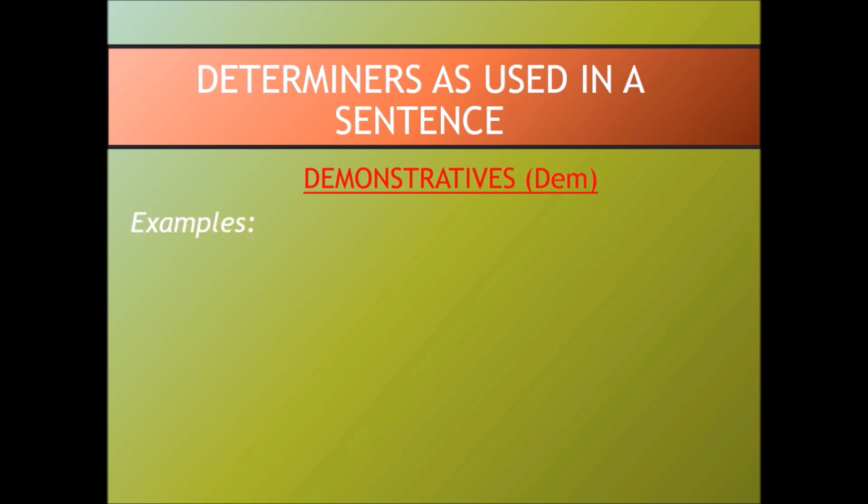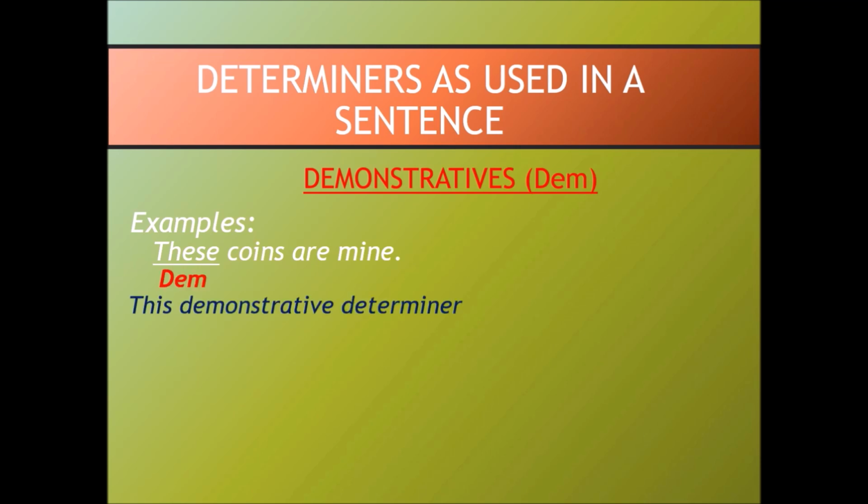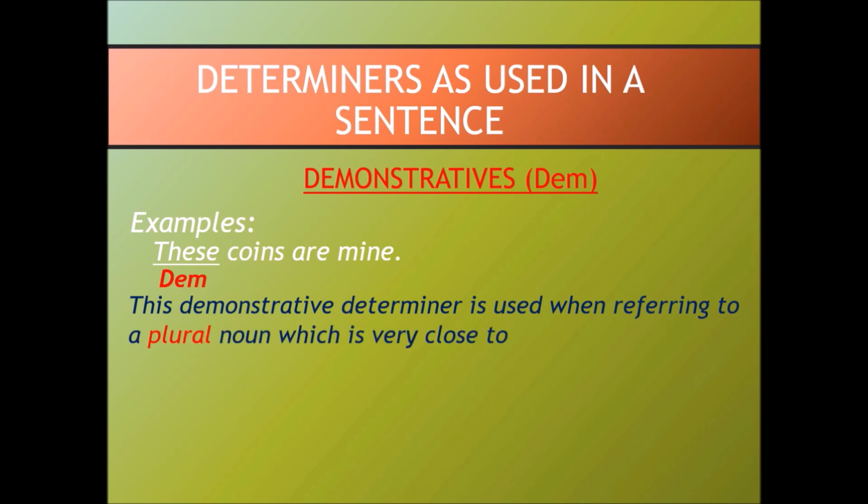Example, or examples: these coins are mine. In this example, these is used as a demonstrative, wherein this demonstrative determiner is used when referring to a plural noun which is very close to the speaker.